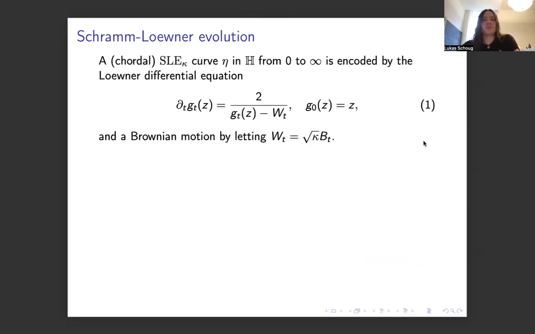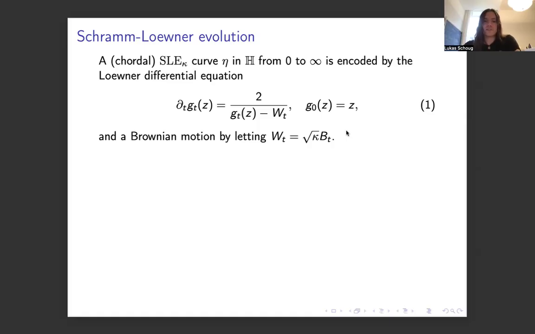But how do we actually define these things? So we start with this differential equation, which is called the Loewner differential equation. This is a way to encode families of compact sets that grow in the upper half plane by virtue of a typically continuous function W_t. And in order to get an SLE, we pick W_t to be the square root of kappa times the standard Brownian motion.